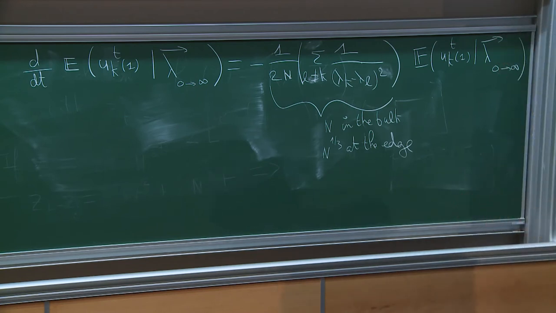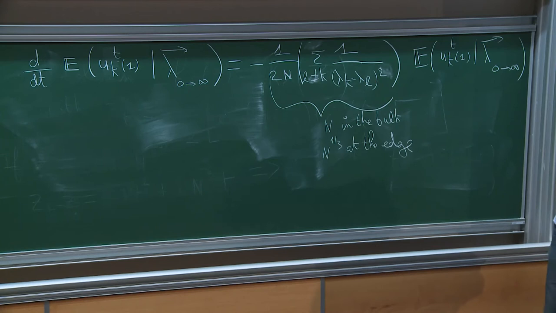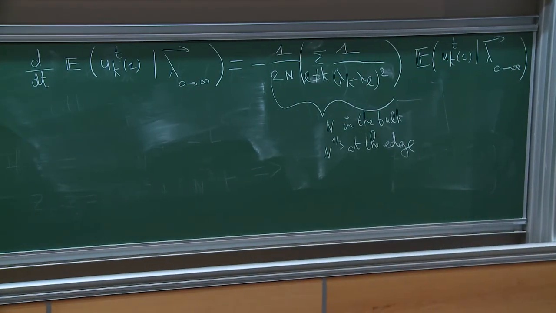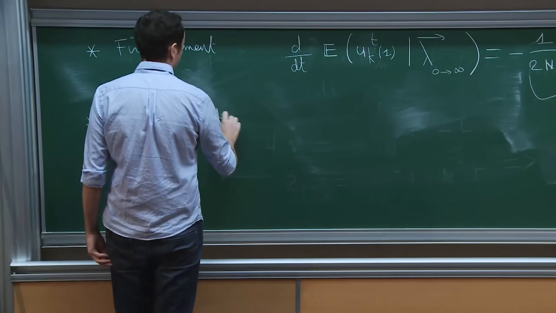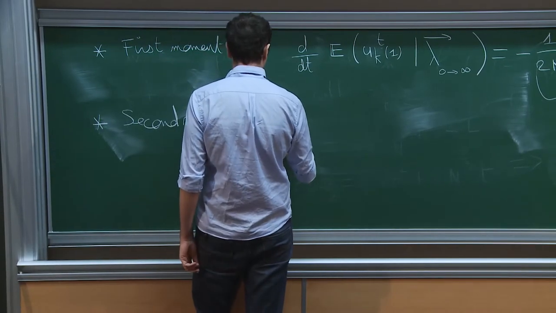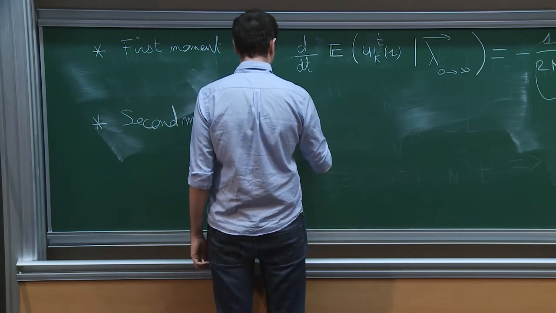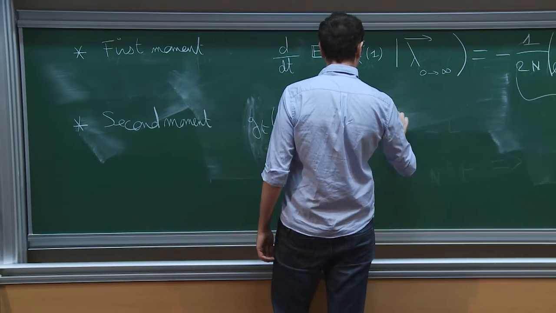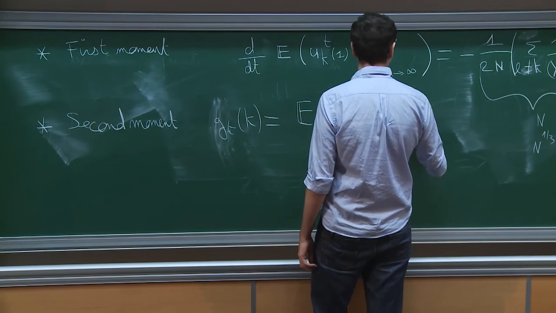Okay, and at an exponential rate, it's very very fast, very very strong convergence. But this is a bit too easy. Let's look at the second moment. And let's give it a name. Let's call it GT of k, the expectation of my UK of 1 square, conditionally on my path.